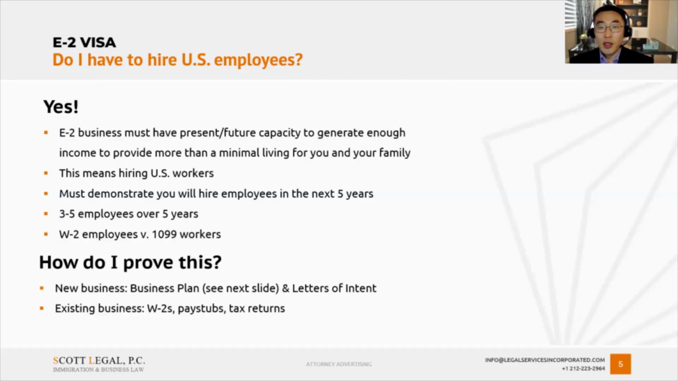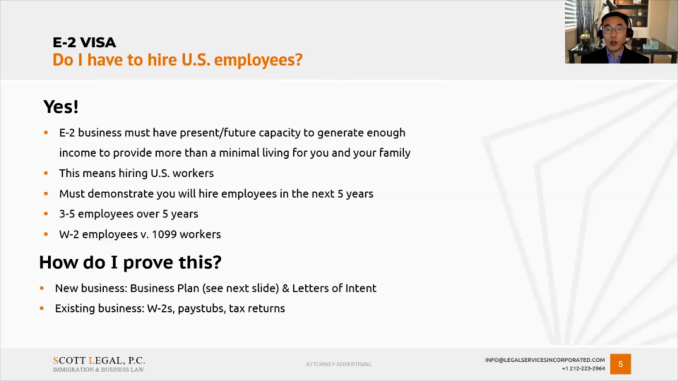So, if your E2 business is barely making income, just enough to cover your own expenses as an E2 investor and your family members, then the government doesn't really believe that your E2 visa is passing the marginality test. They don't like it. So that's why it is very important that your E2 business should create enough income to hire local US employees. This means your application should prove that you are not going to operate your business as a solo owner or without any employees.